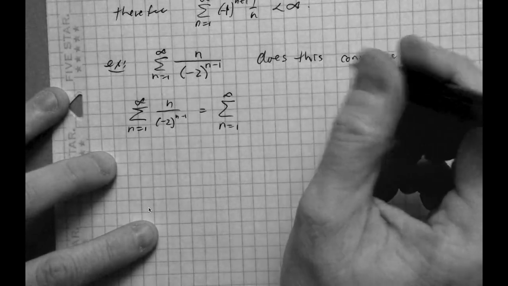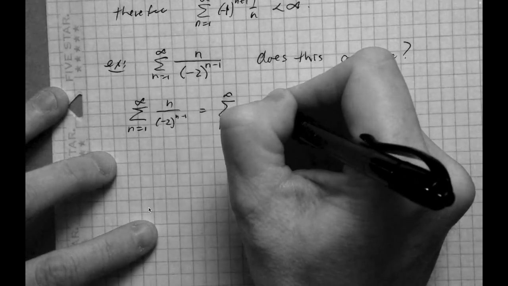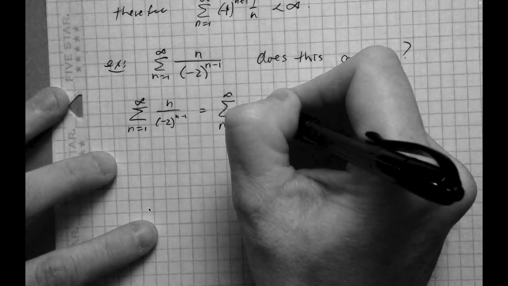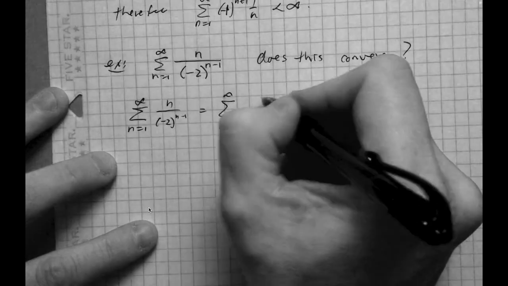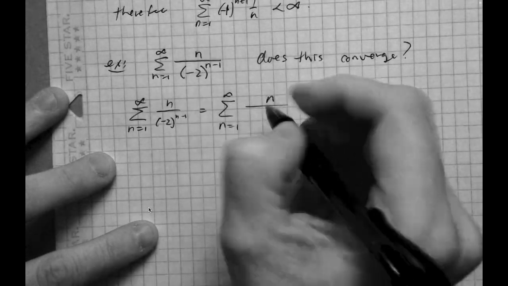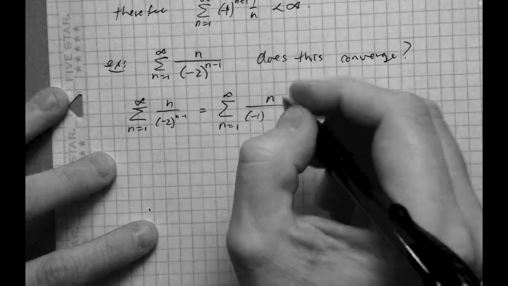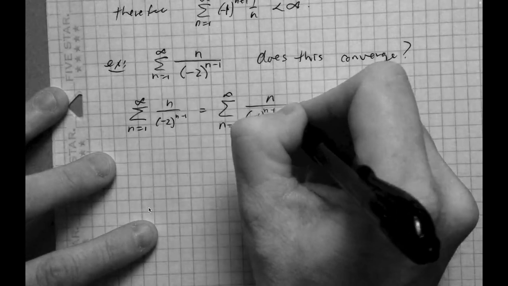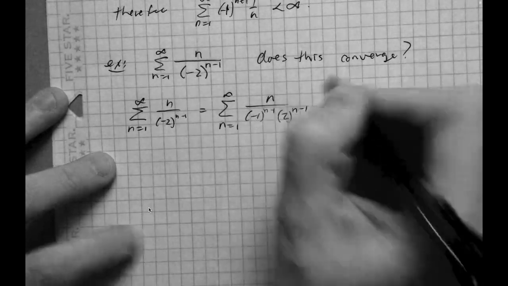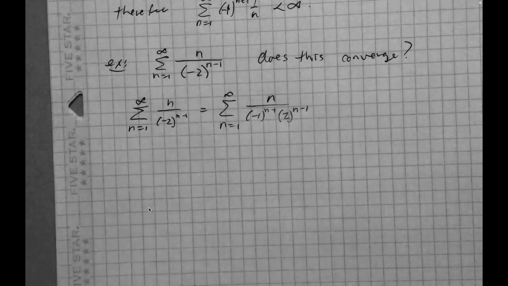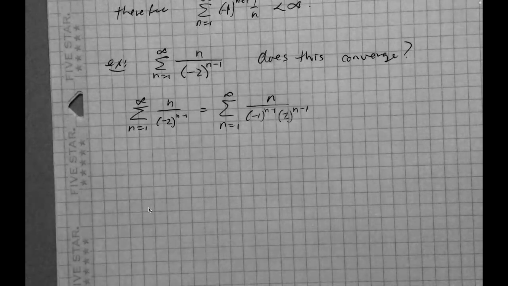So we've got the n over the top, and then we'll just pull the negative 1 out down below. That'll be fine. So negative 1 to the n minus 1, and then 2 to the n minus 1.